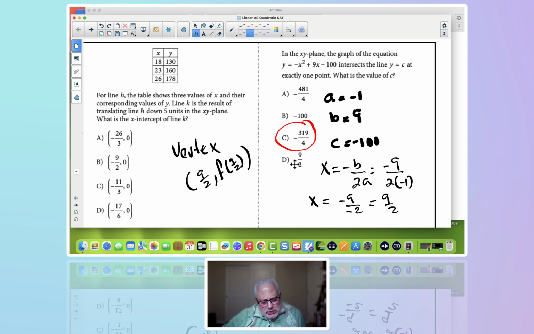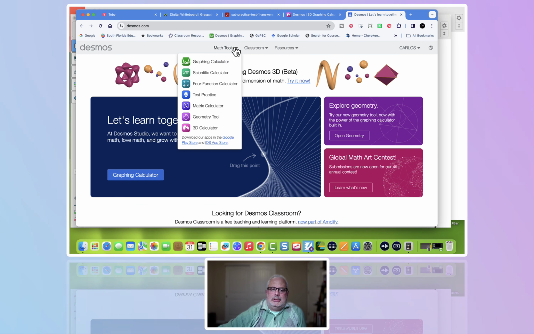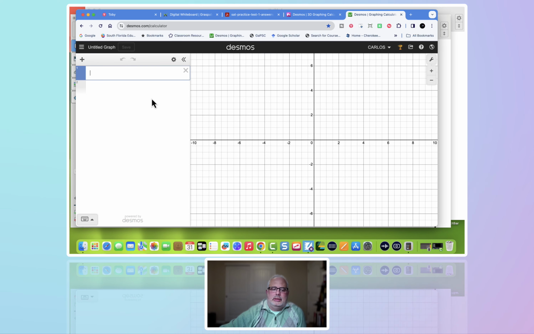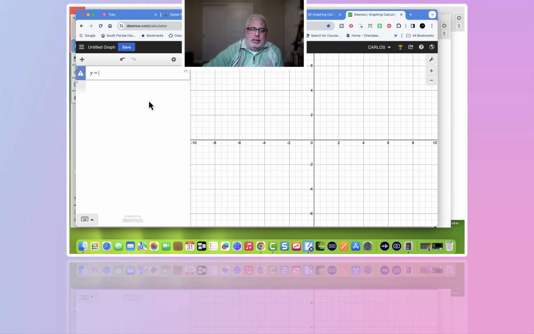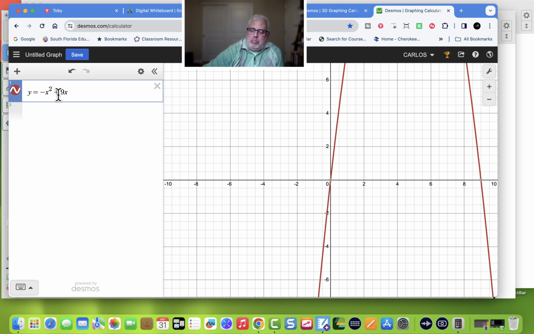Want to see it graphically? Yes, as a teacher, you can tell the students, let's check if we did it right. Let's check the answer in a graph. So I'm going to use the graphing calculator here, and I'm going to type y equals minus x to the power of 2 plus 9x minus 100.